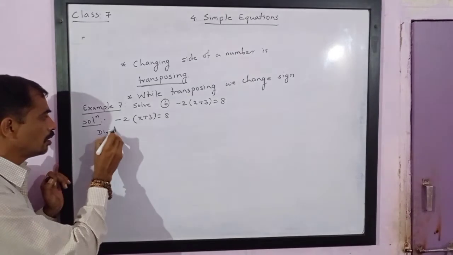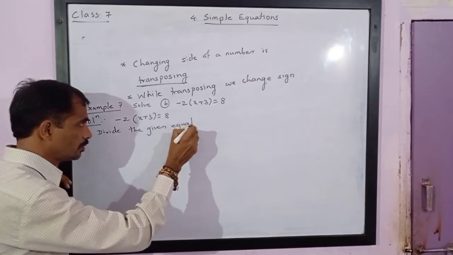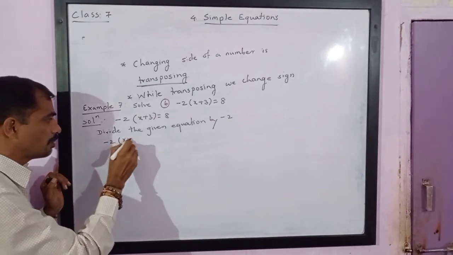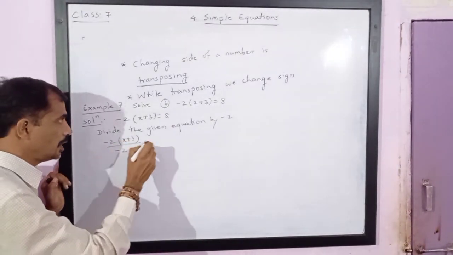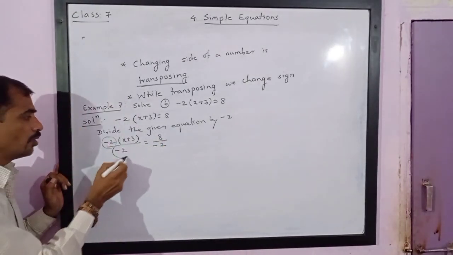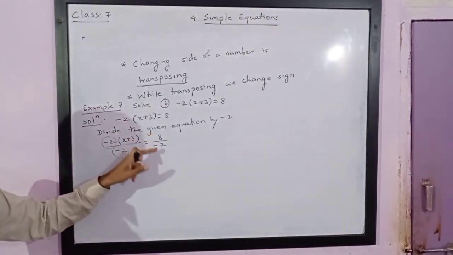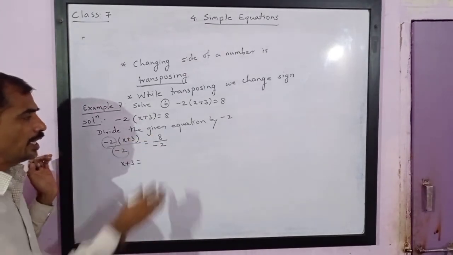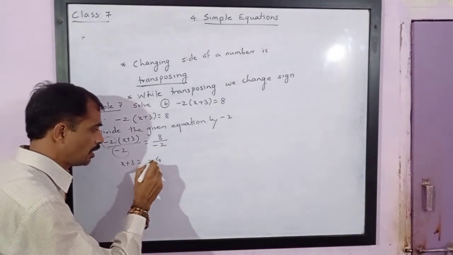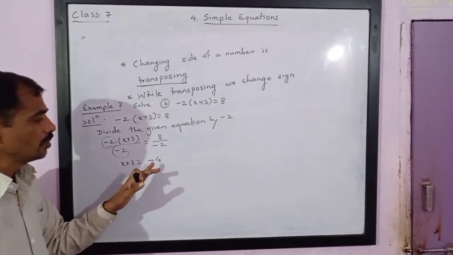Divide the given equation by negative 2. So you will get negative 2 in bracket x plus 3 upon negative 2 is equal to 8 upon negative 2. Now this negative 2 and negative 2 will cancel each other. You will have x plus 3 is equal to, on this side, 2 can divide 8. So 8 is divisible by 2. We know that 2 fours are 8 and the negative sign is left, so the negative sign will come outside. So x plus 3 is equal to negative 4.